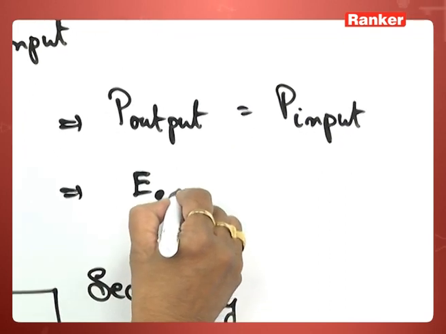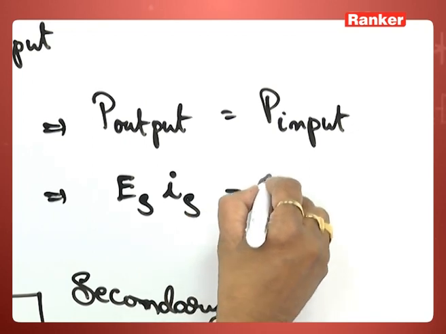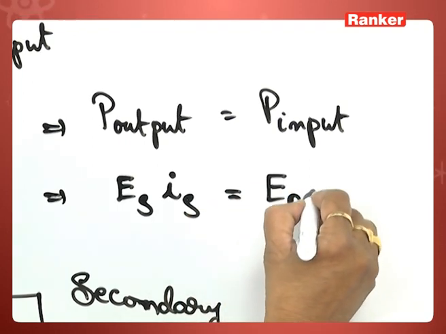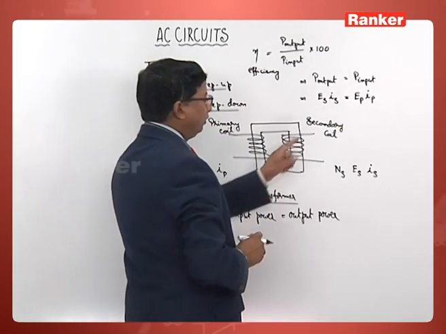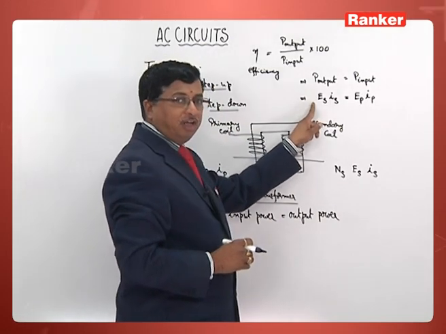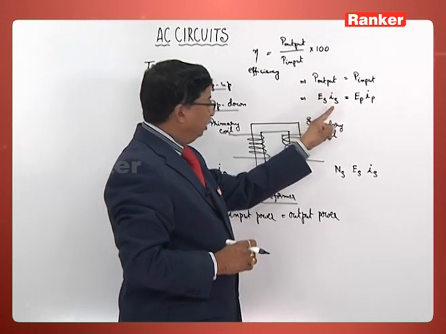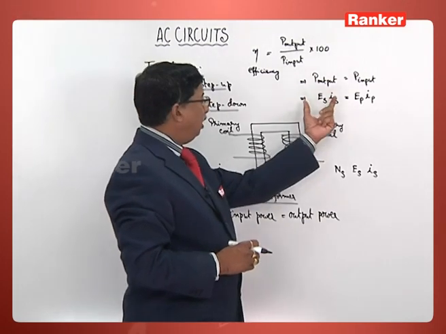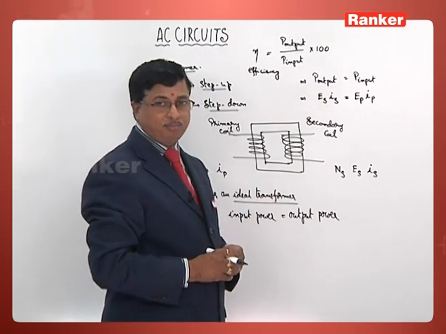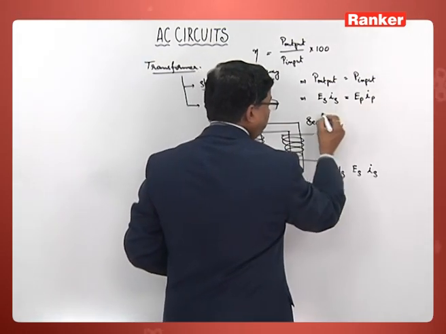E secondary into I secondary must be equal to E primary into I primary. The EMF across the secondary terminals or secondary coil into the current across the secondary coil, the product of E and I itself we call power. That now must be equal to E primary into I primary.